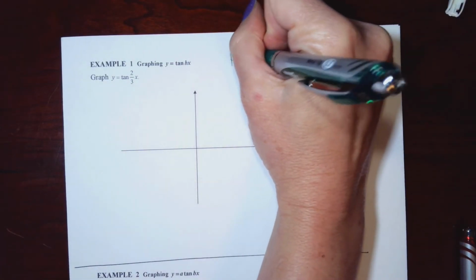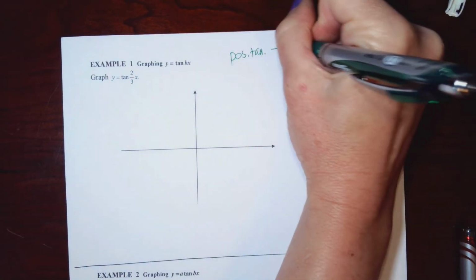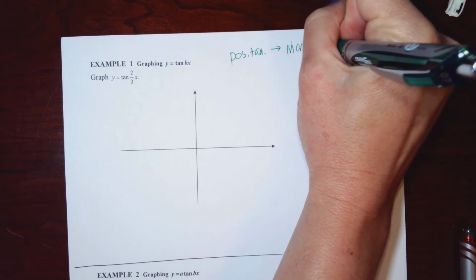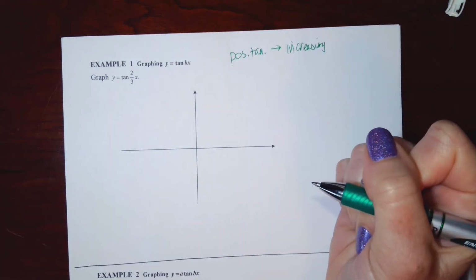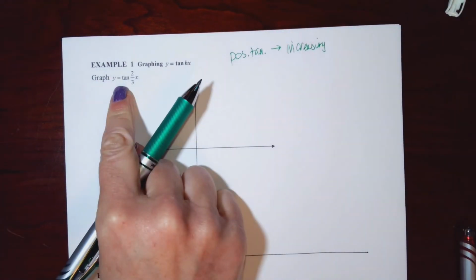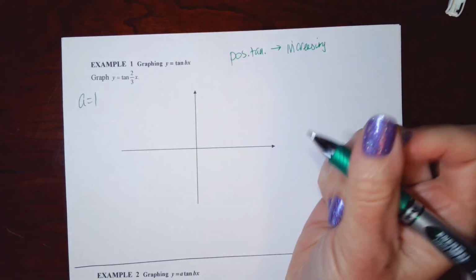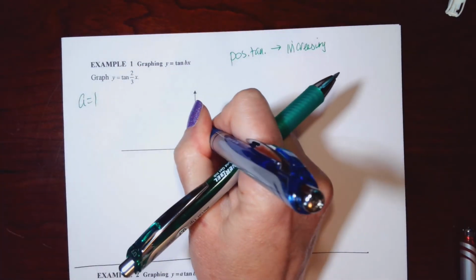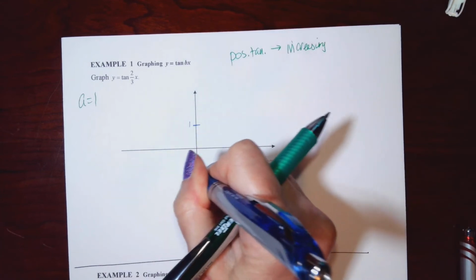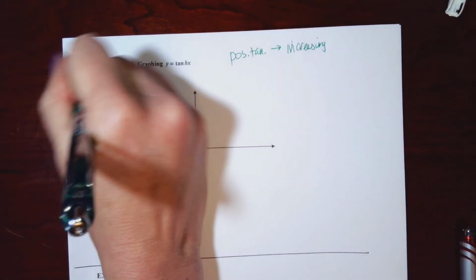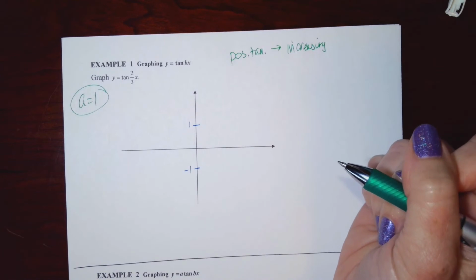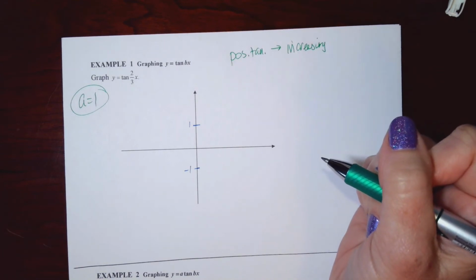So positive tangent is an increasing function. That is the first thing I know. The second thing I notice is that my value for a is 1. So that's going to give me my quarter function values. A is going to be 1, -1. Not a max or min, not an amplitude, but that's my quarter function value.